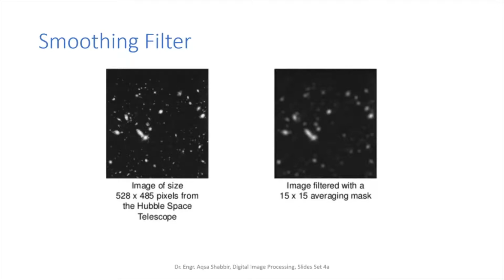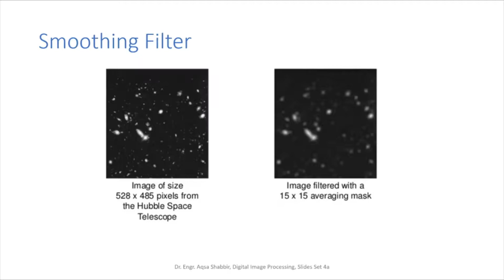Towards the left is an original image of size 528 by 485 pixels from the Hubble Space Telescope by NASA, which was launched in 1990 and is orbiting the Earth. On the right is the same image filtered with a 15 by 15 averaging mask. As can be noted, after filtering with an averaging mask, the original image is blurred.